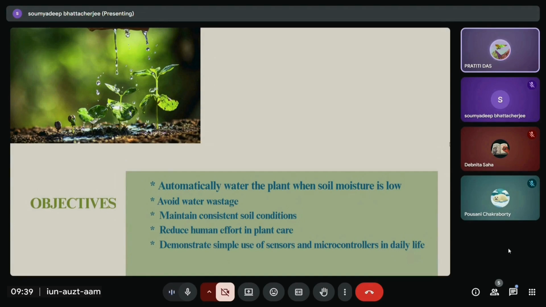By integrating simple hardware components with intelligent control logic, it provides a sustainable, cost effective, and practical solution for plant maintenance. Overall, the system demonstrates how technology can be used to promote resource conservation, environmental sustainability, and smart agriculture practices. Now, I would like to hand over the presentation to Shomodeep Bhattacharjee.